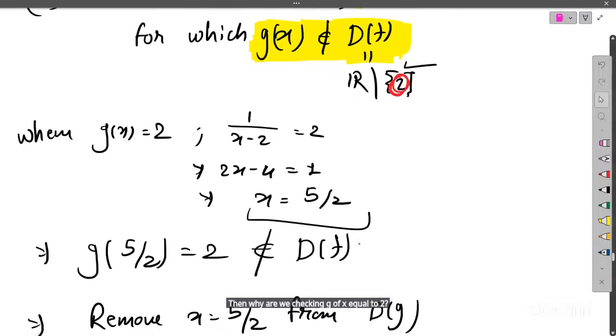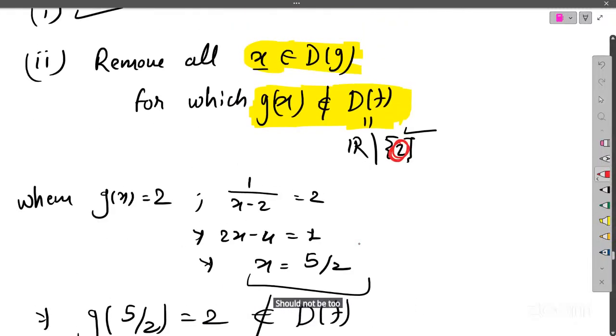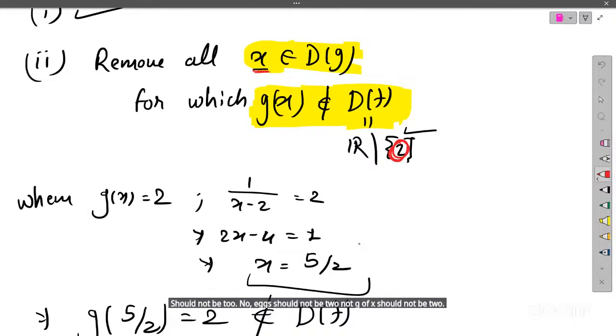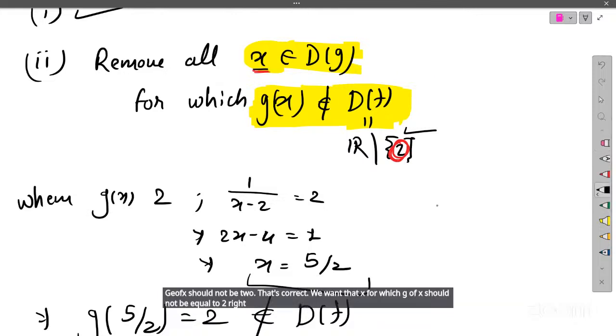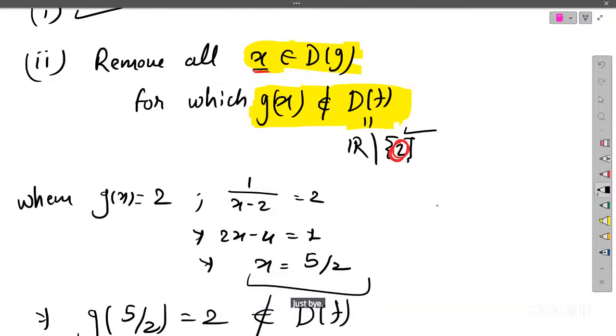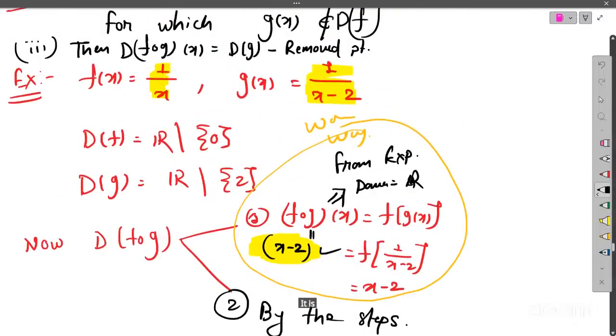We are looking at which x should not be 2. Not g of x should not be 2. That's correct. We want that x for which g of x should not be equal to 2, right? But how do you find that particular x? The function g of x is 1 by x minus 2, right? For g of x, x should not be 2. It is not correct that g of x should not be 2.